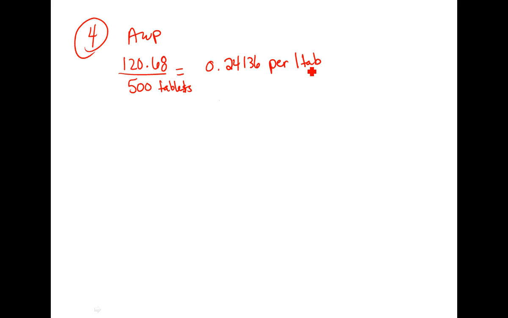Okay. And then to get it for 30 tablets, you just take that number and you're going to multiply it by 30 tablets. Okay, and that would come up rounded $7.24, and that's the AWP for your 30 tablets.